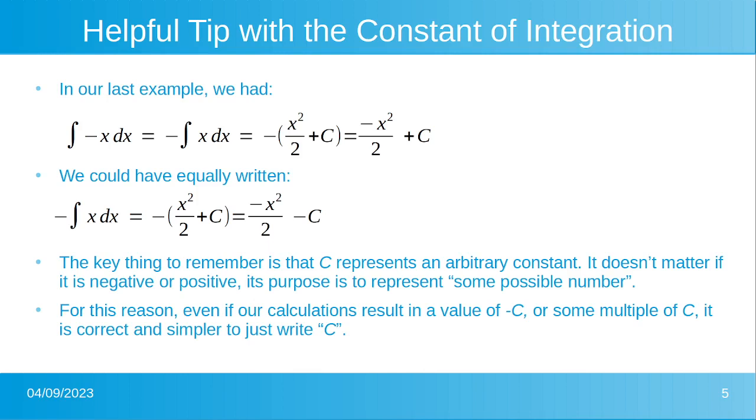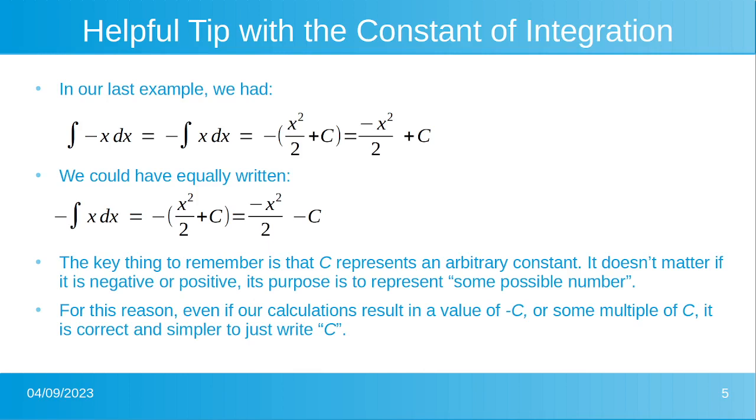So we could have equally written that evaluates out to, on the next line here, minus x squared over 2 minus c. That would have also been correct. But the key thing to remember is that the constant of integration c represents an arbitrary constant. It doesn't matter if it's negative or positive. Its purpose is to represent some possible number.